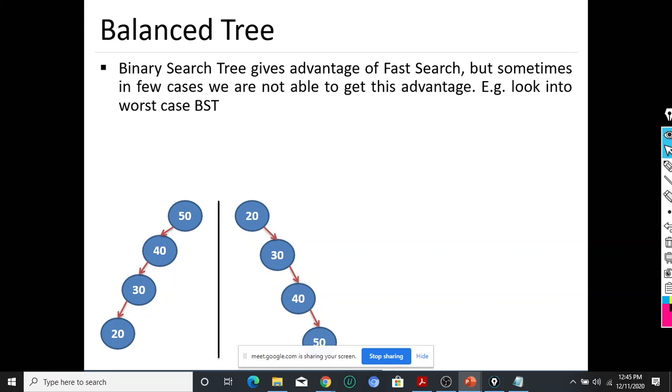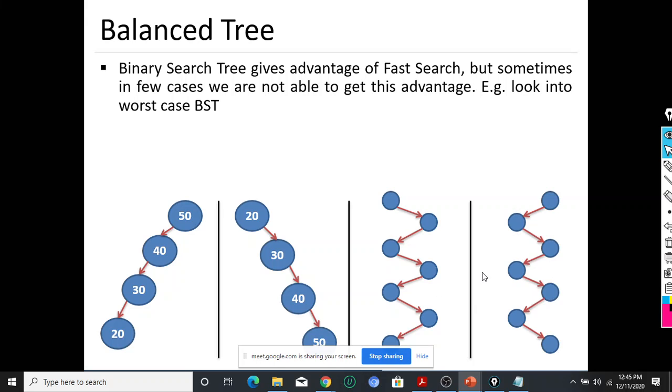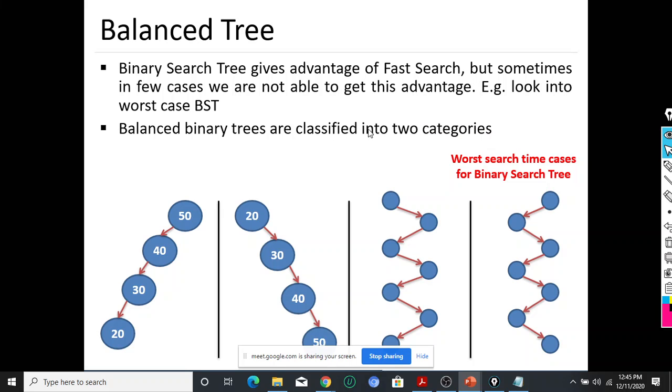Am I clearly audible to everyone? Yes sir. So here the height of the tree is maximum, n. So that's why we will not get the advantage. Similarly here, in this kind of tree, the height will be maximum like that. So we will see the worst case search time for binary search tree in some cases when the height of the tree is maximum.